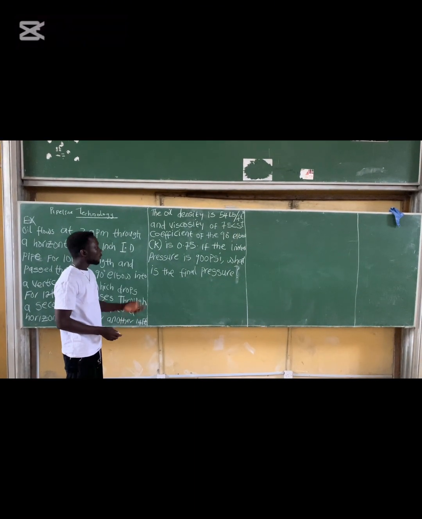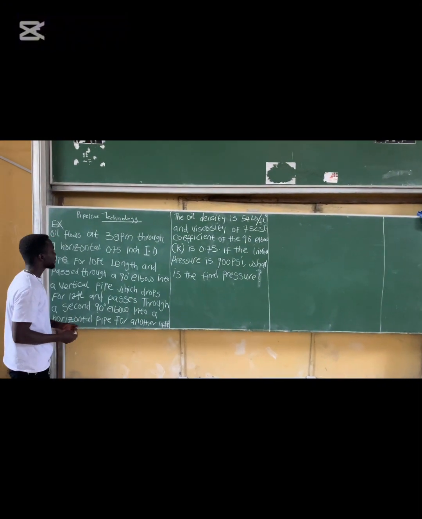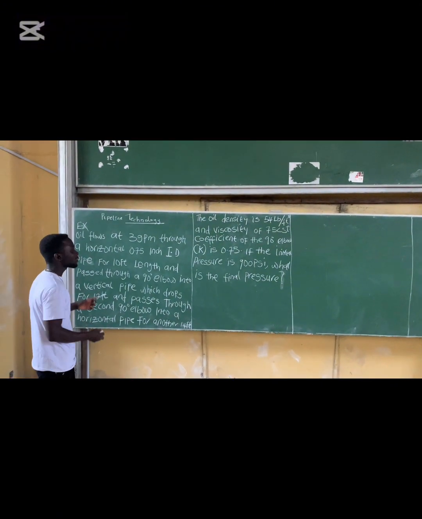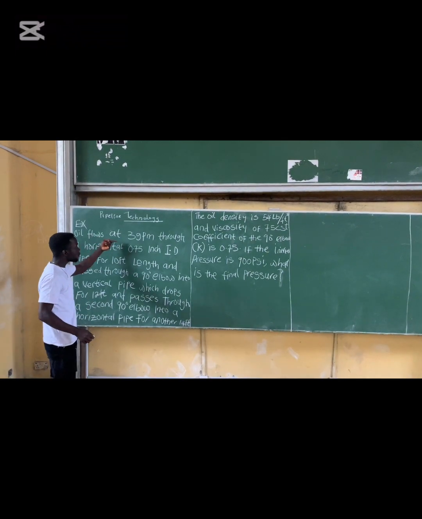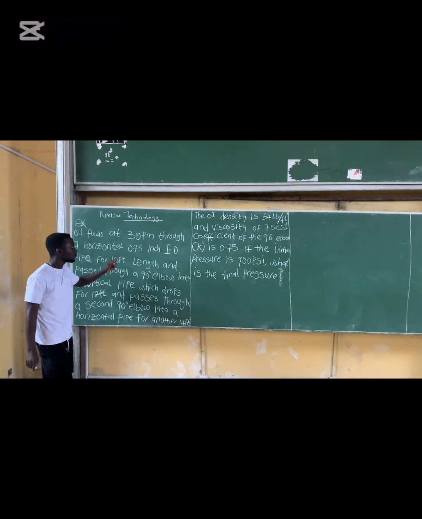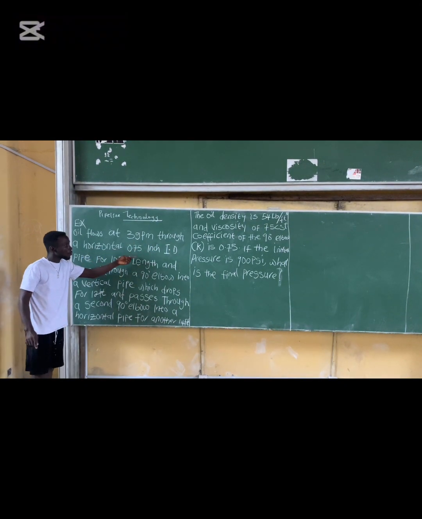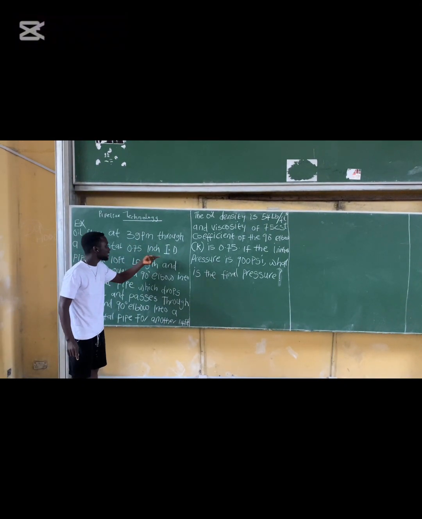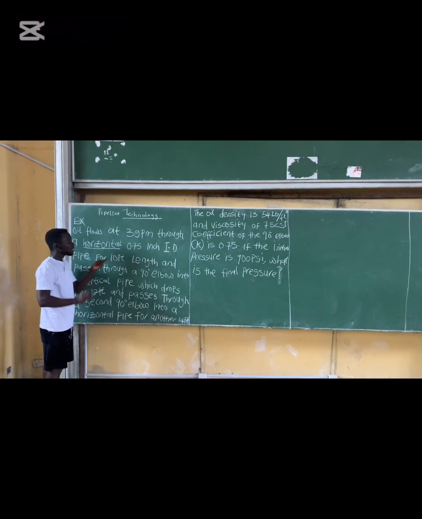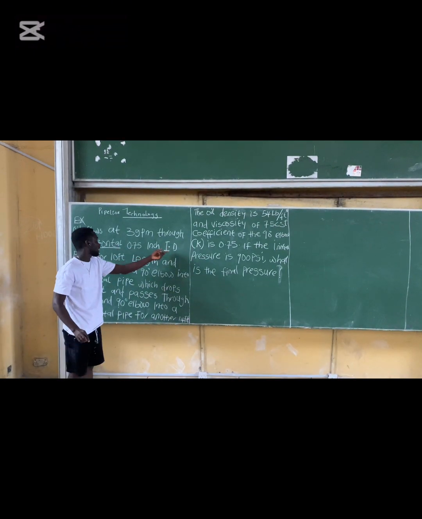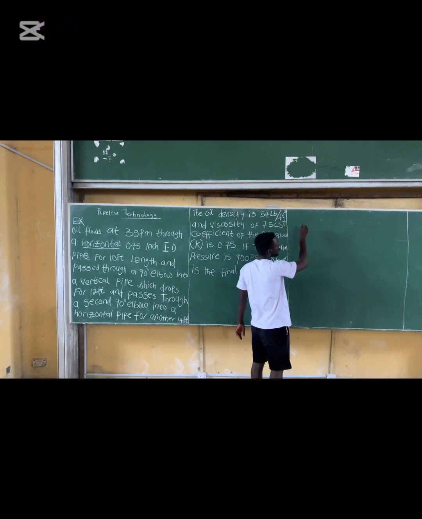So, when you are given a question to solve, the first thing to do is to analyze the question. So let's analyze this question together. The question says, oil flows at 3 gallons per minute through a horizontal 0.75 inch internal diameter pipe. This one says oil flows through the horizontal.